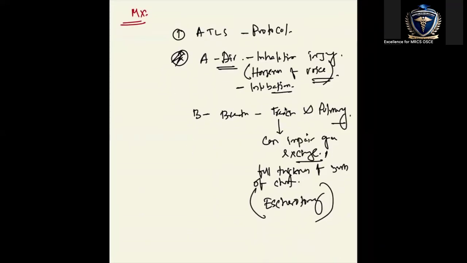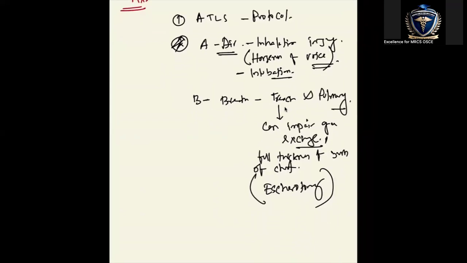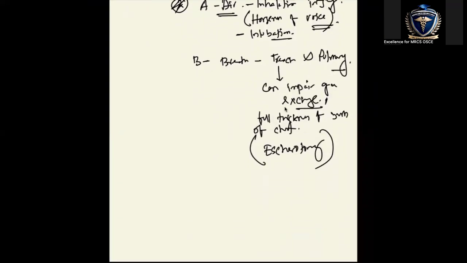So in breathing, we'll do some intervention because there might be a chance of full thickness burn in the chest area. Then come to the circulation, and this is the most important. Circulation is divided in so many ways. Could you tell me what are the ways circulation is divided?